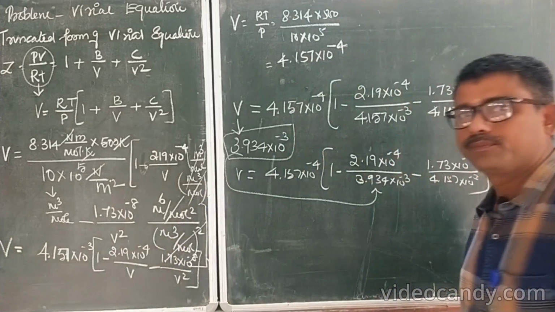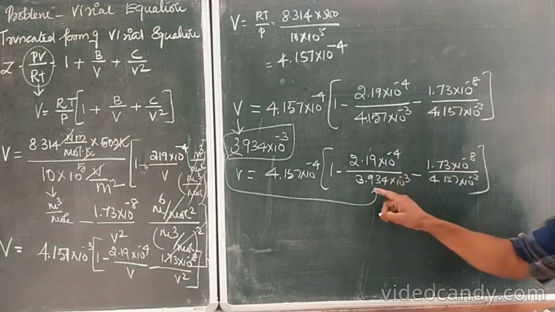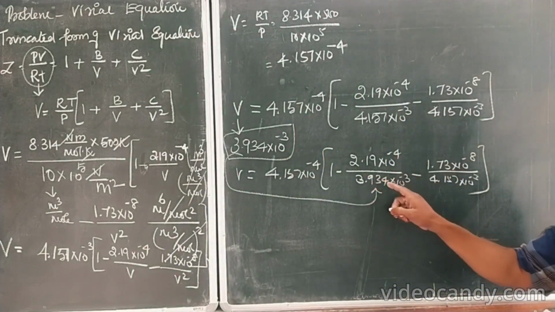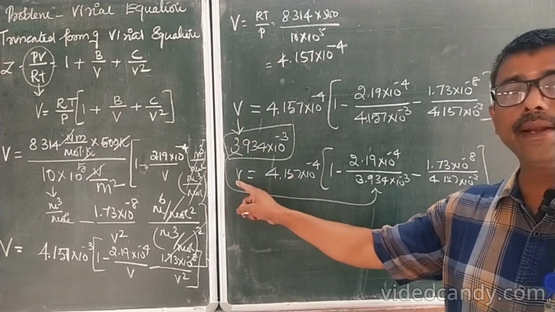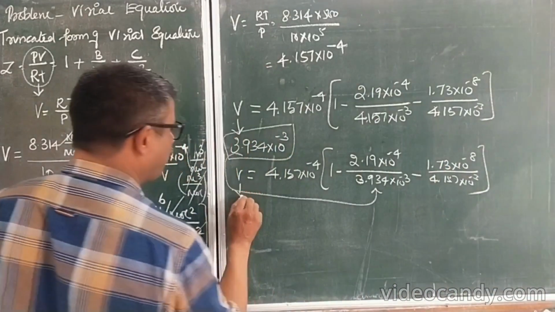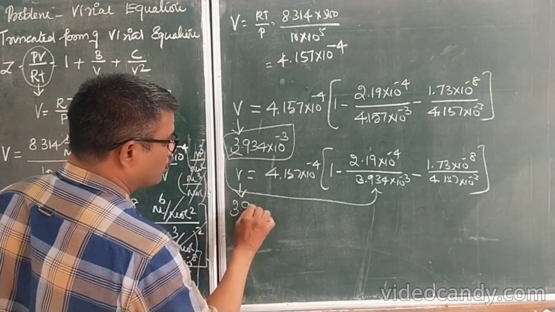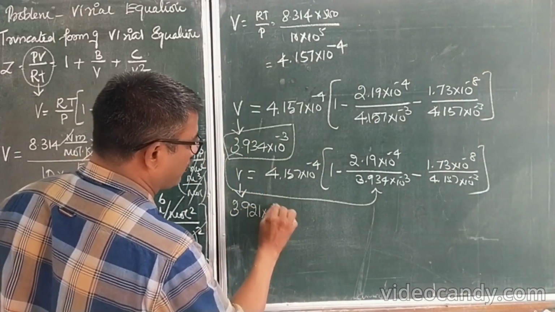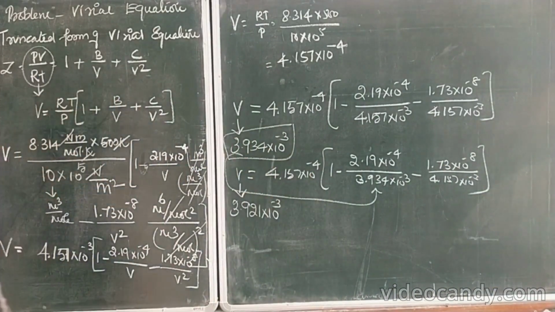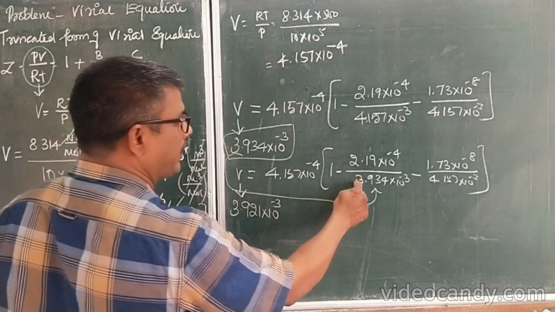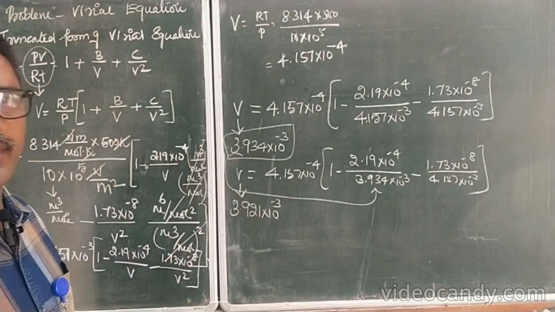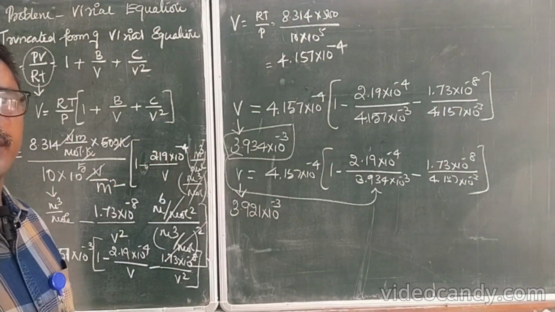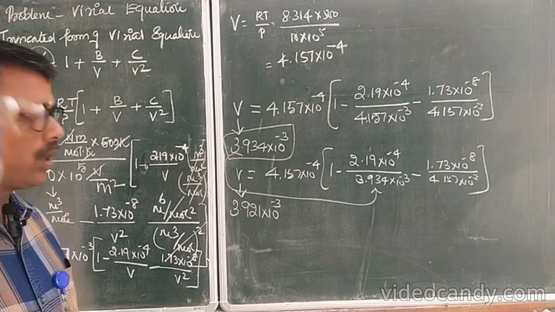Are you clear? Now the substituted value is 3.934 into 10 to the power of minus 3. What about the predicted value? The predicted value is 3.921 into 10 to the power of minus 3. Clear? The predicted value is 3.934, this is 3.921. Second decimal, third decimal deviation. Hence, I am going to go for one more trial.